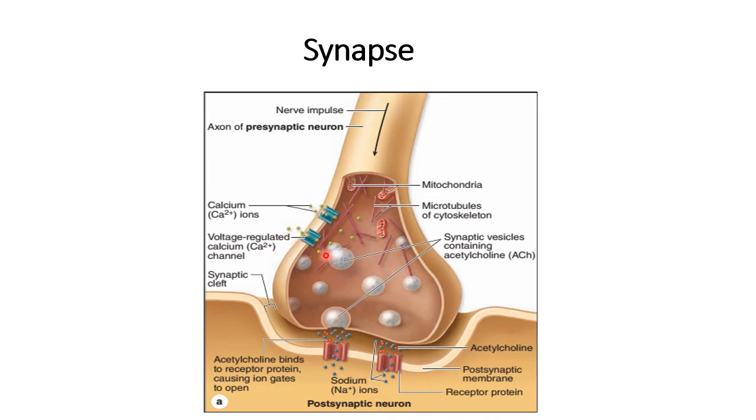We have calcium ion channels, which are voltage gated. And on the postsynaptic neuron, we also have the receptors for acetylcholine. So the postsynaptic cell membrane contains the receptors for the neurotransmitter released at the synaptic cleft from the presynaptic axon terminal.